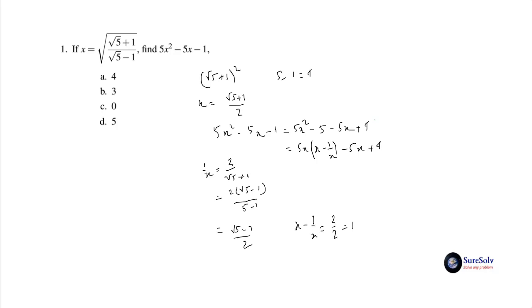Now we substitute the value of x minus 1 by x to get 5 times 1 minus 5x plus 4 equal to 4. So answer is option A, 4.